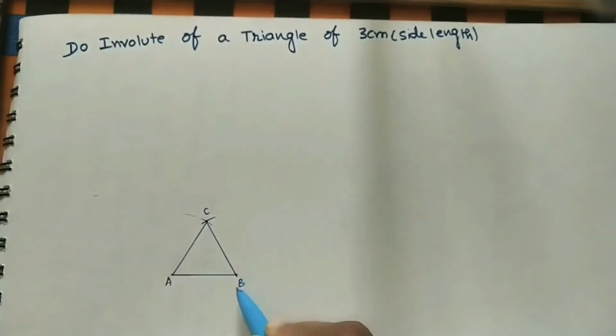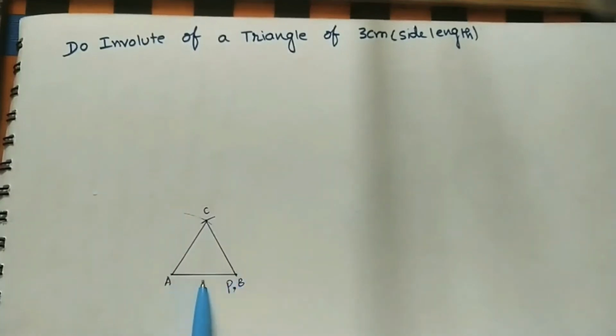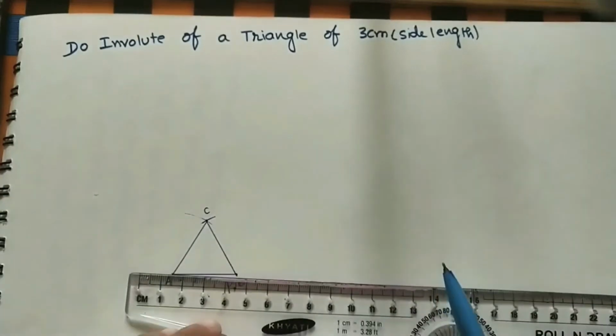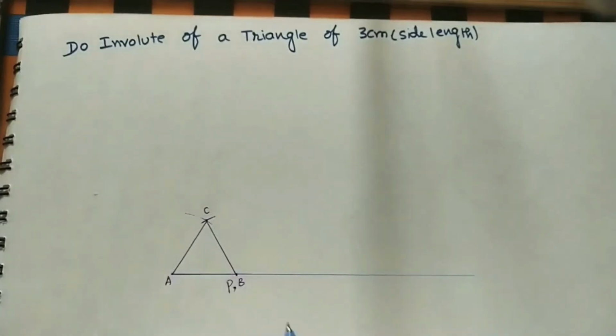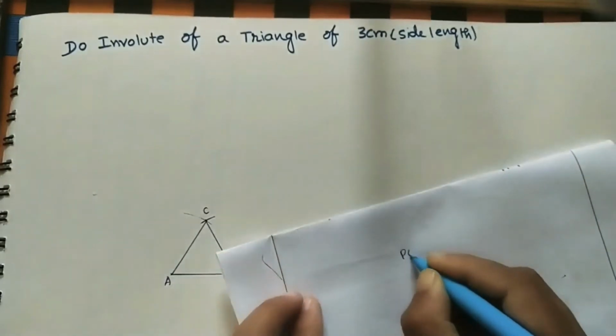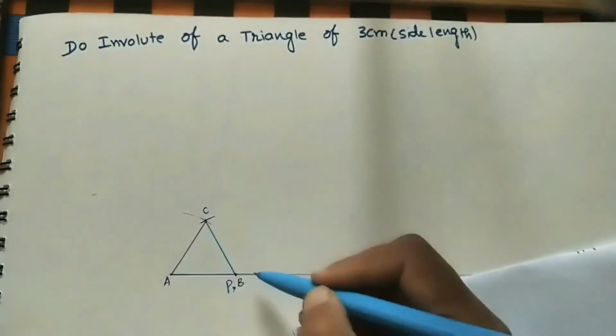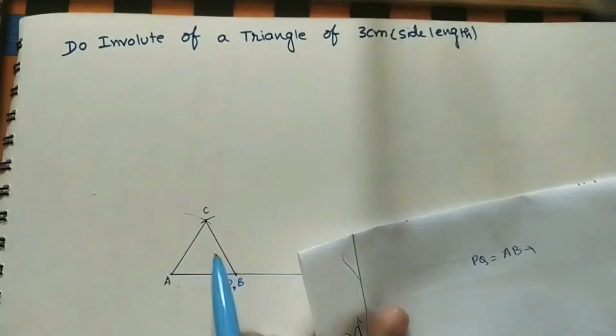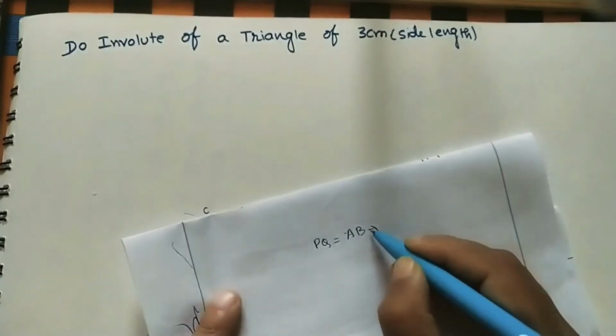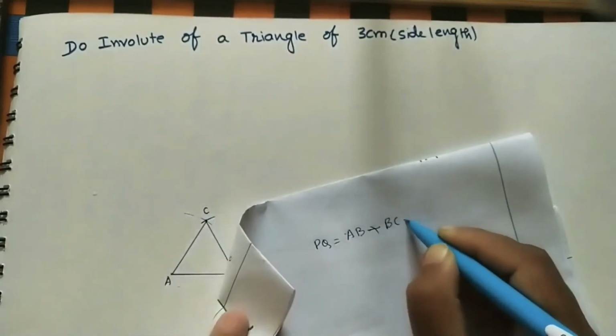Okay, this is the triangle ABC. Side A is 30 mm. Now we need to draw the horizontal distance, that is the circumference of the triangle. PQ is equal to AB is equal to 30. So the AB side distance in the problem is 30 mm.